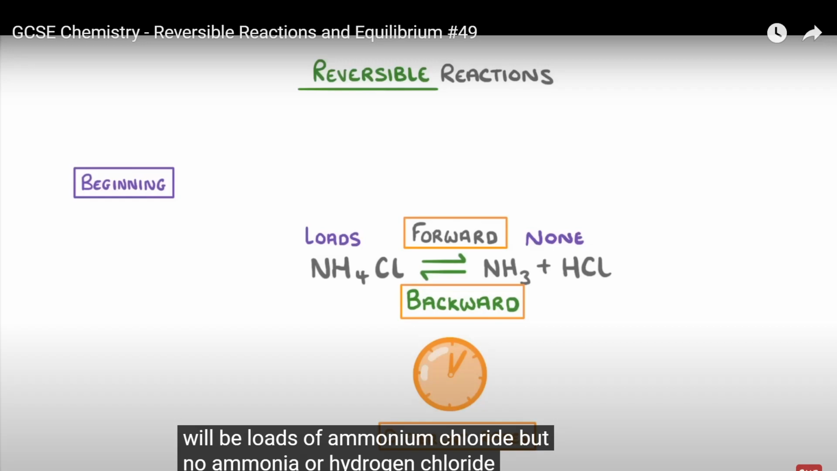Forward rate is, if I have lots of reactant, concentration of reactant is high. What's the forward rate going to be like? Fast. Concentration of the product is nothing. What's the reverse rate going to be like? It's going to be not even just slow. If there is none of this at all, it will be zero. There will be non-existent reverse reaction at the beginning.